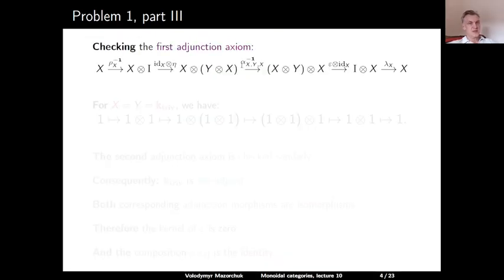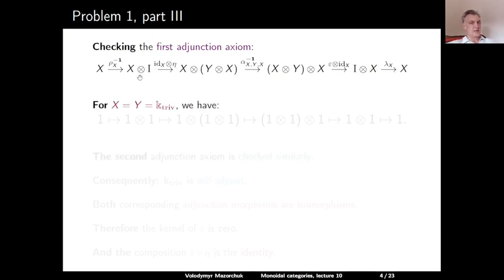Let us now check the first adjunction axiom for the adjoint pair x, y. So starting from x, we apply the inverse of the right unitor to go to x tensor the identity. Then we use eta to go to x tensor y tensor x. Then we change the bracket using the associator. Then we use epsilon on x tensor y to go to I tensor x. And then we use the left unitor to go to x.